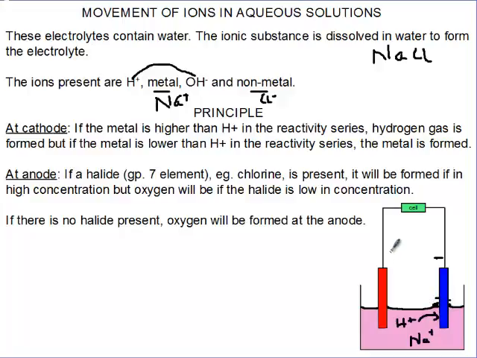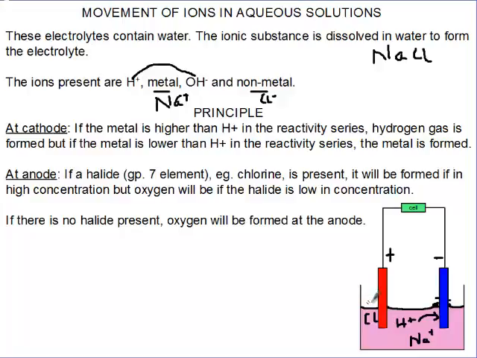On the other hand, for the anode, now once we have a halide present, halides are just the group 7 elements. Once we have a halide present, for example chlorine, it will be formed if in high concentration, but oxygen will be formed if the halide is in low concentration. So if our solution is a concentrated sodium chloride solution, the chlorine gas will be formed over here. But if the solution is very dilute, if the salt in the water is very, very small, then oxygen will be formed here.